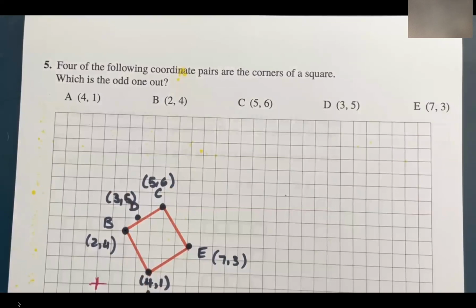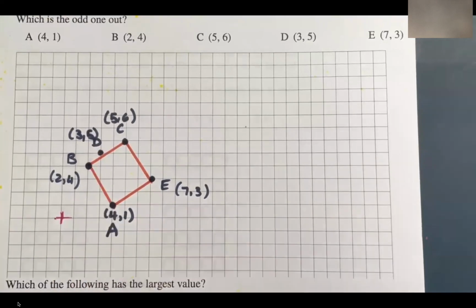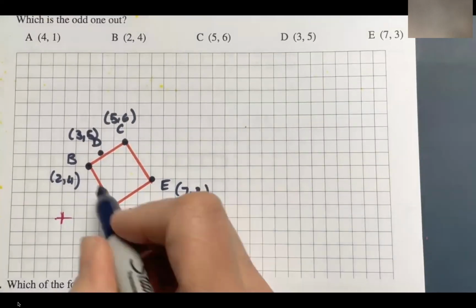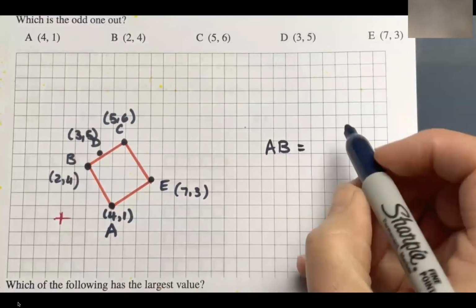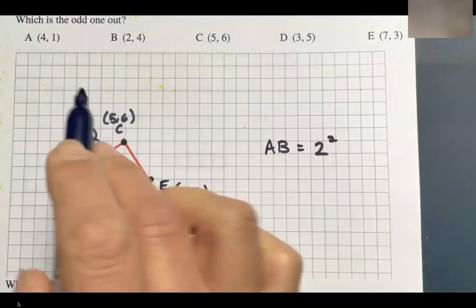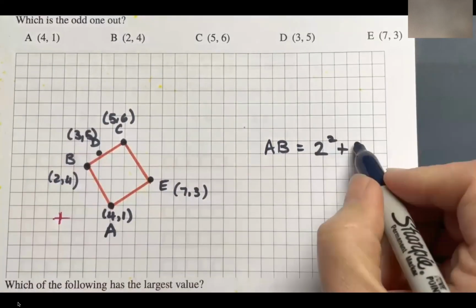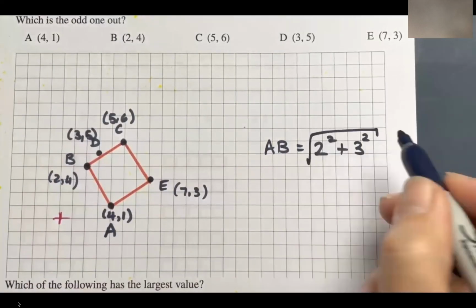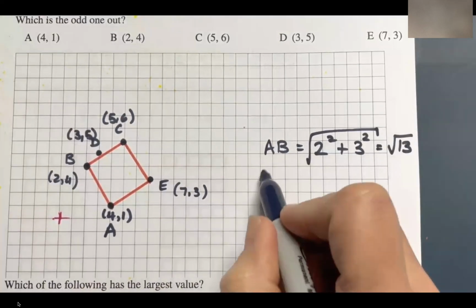If you do want to look at it mathematically, then we would want to be looking at these side lengths here. So for example, A to B, we've got our coordinates here. A to B would be 2 squared, the difference between 4 and 2, plus 3 squared, the difference between 1 and 3, square rooted. That would give us root 13. And I'd just keep going.